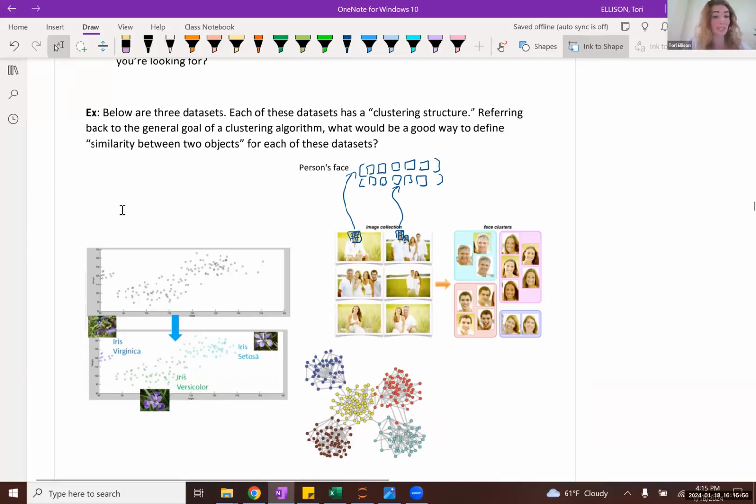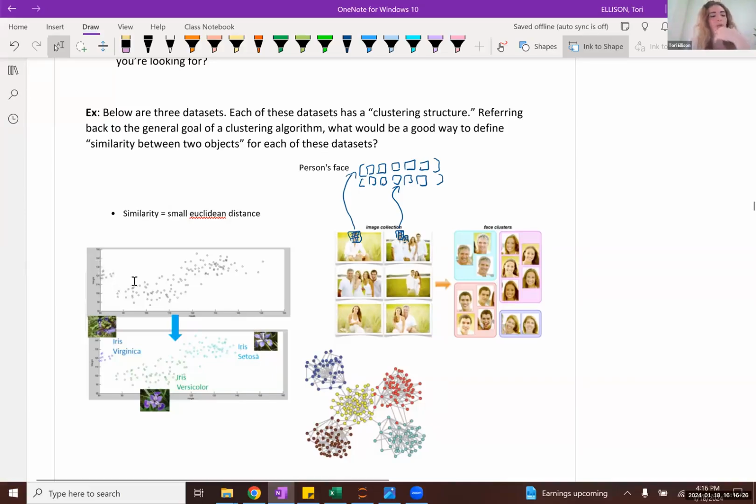So what's a good distance metric or a way to define similarity between two objects here in this example? Yeah, so that'd be a good place to start. So similarity means small Euclidean distance. Basically we can see that all these observations here in this cluster that we can see with our eyes all have a relatively small Euclidean distance with each other.